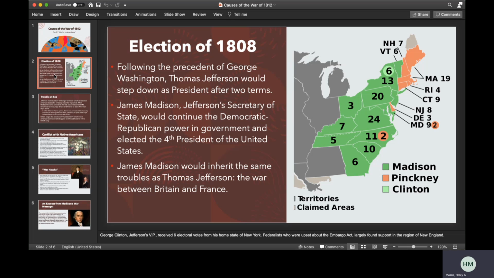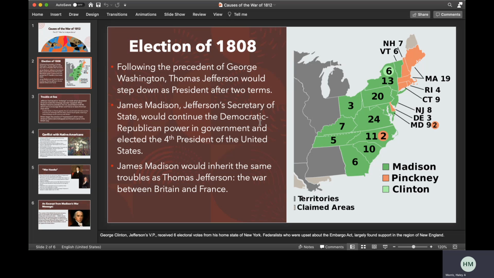James Madison, Jefferson's Secretary of State, would continue the Democratic-Republican Party in government and was elected the 4th president of the United States. Just really quick, because I know there was some confusion the other day still, Democratic-Republican is one party, not two, one party.